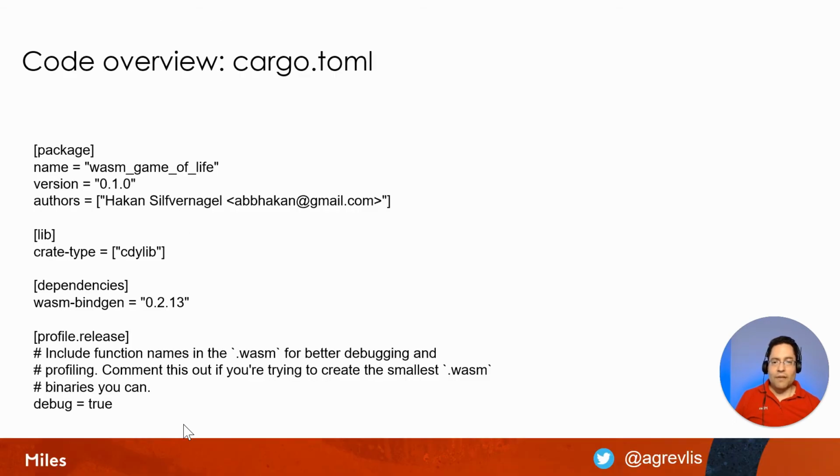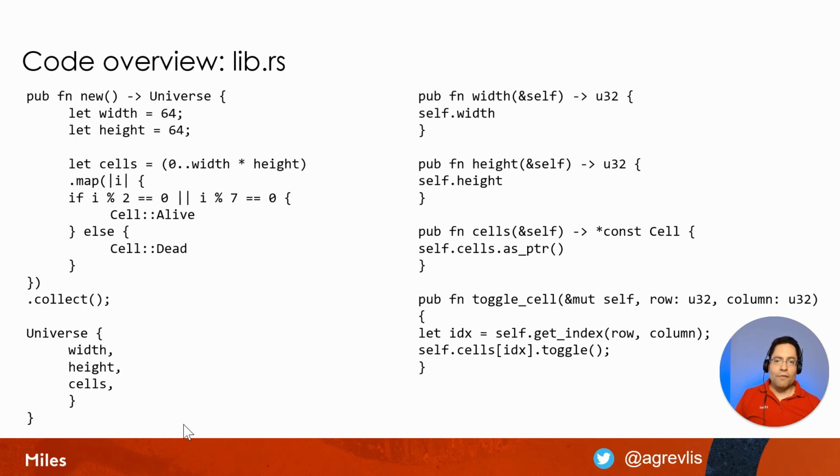So let's see how this has been implemented here. As before, we have a cargo file with the name of the package, and the library, as before, is a C dynamic library, and we also have a dependency on the WASM bindgen. Then we have our main Rust file where we define our game board with width and height, and we also have some getters for the width and the height, and a toggle cell function, which was the one that we used when we paused the game and went in manually and activated some cells.